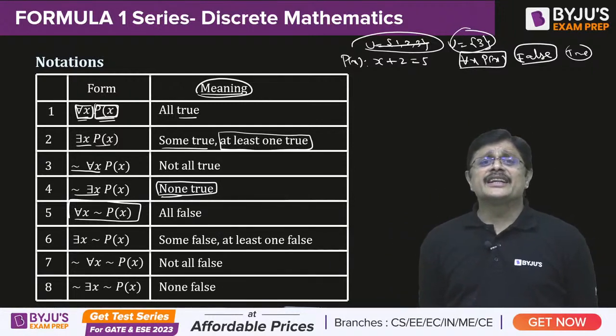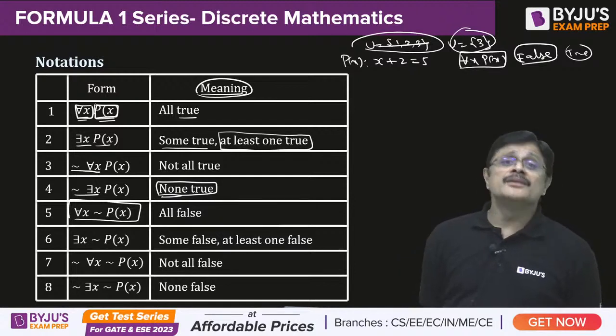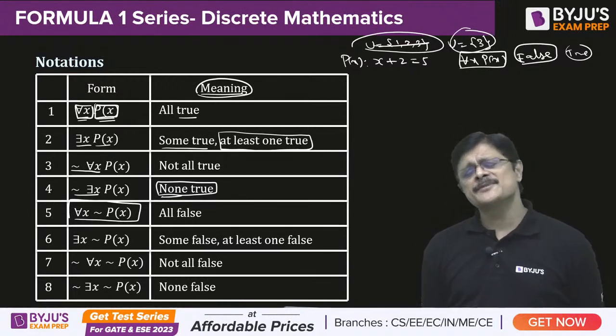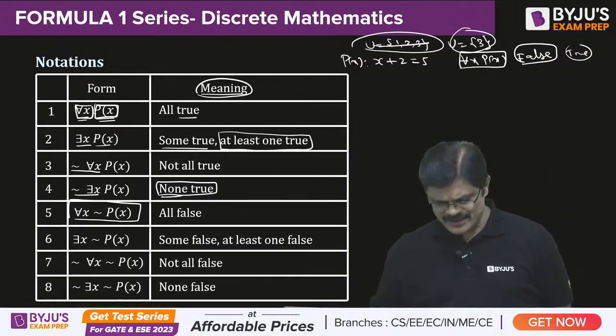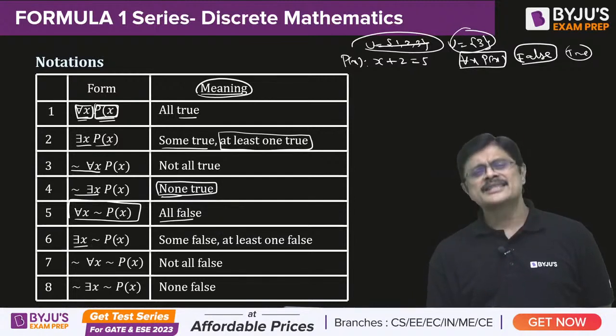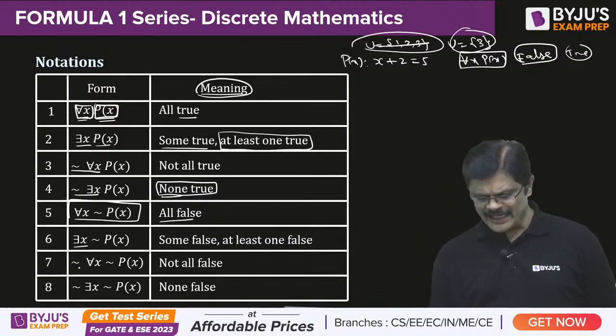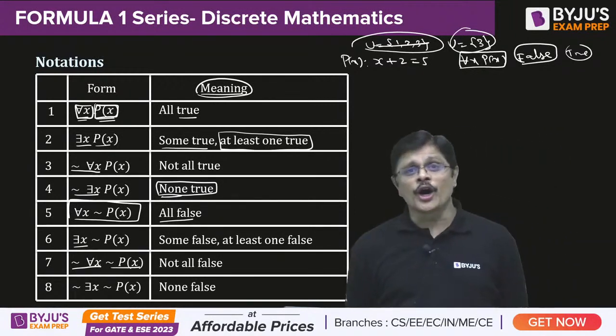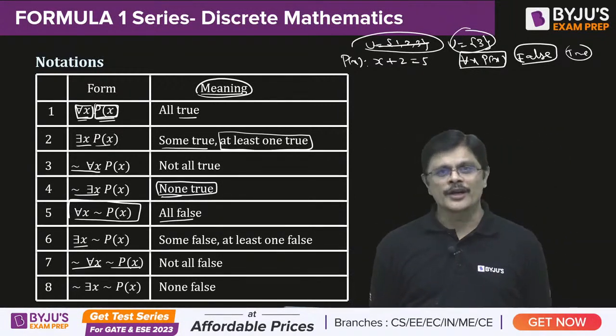Here we are negating the predicate. So whatever predicate is given, that is false. Predicate Px means the predicate is true. Negation Px means the predicate is false. That is all false. And here, some false, or at least one false. And here both the quantifier as well as the predicate are negated. Not all false. Not all, not true.